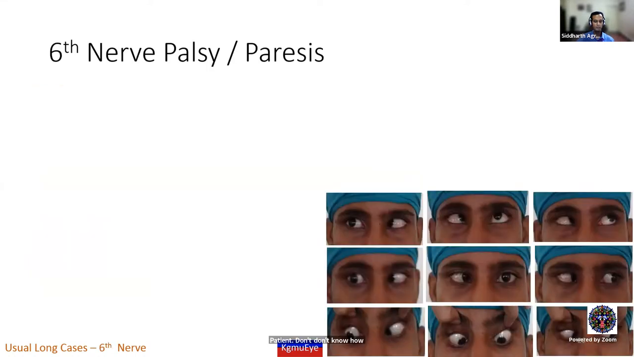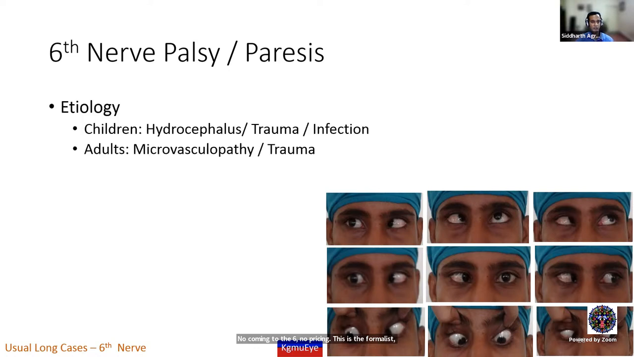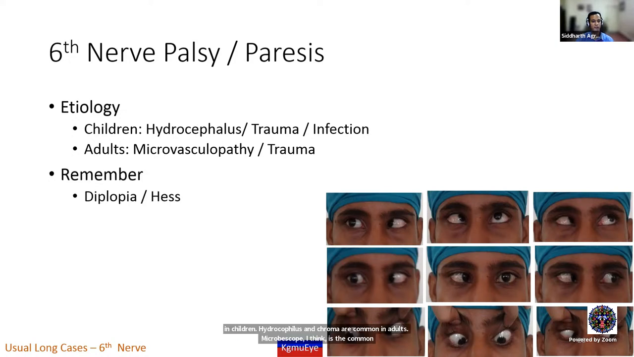Now, coming to the sixth nerve palsy, this is the commonest incompetent squint given as a long case. The etiology will depend on the age of the patient. In children, hydrocephalus and trauma are common. In adults, microvasculopathy is the commoner. Now, you are dealing with an incompetent strabismus with diplopia.